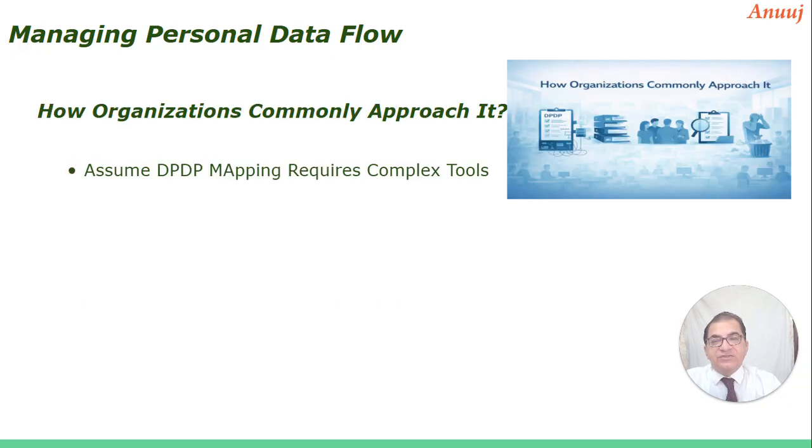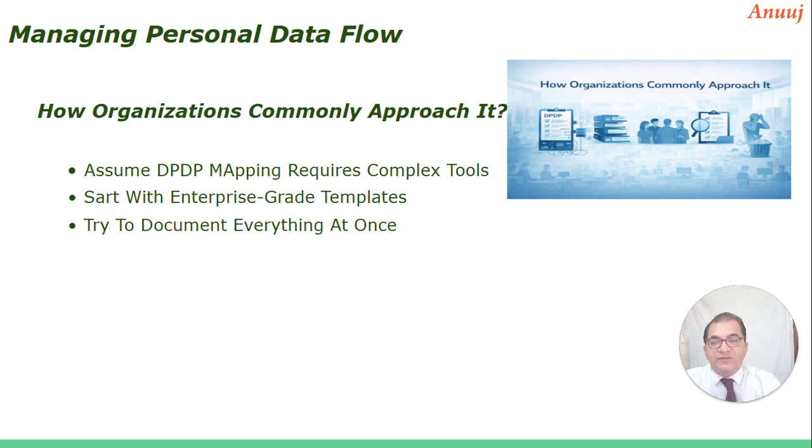Commonly, what do organizations do? How do they approach it? They assume that DPDP mapping requires complex tools, and therefore a lot of this gets missed out. They start with enterprise grade templates and then fail, because it's difficult to fill what is not for you, right? They're enterprise grade. They try to document everything at once, all departments at once. That does not happen like that. You need to grow step by step.